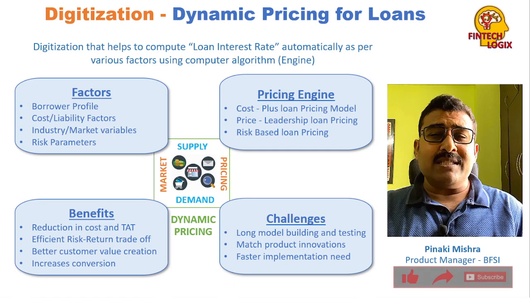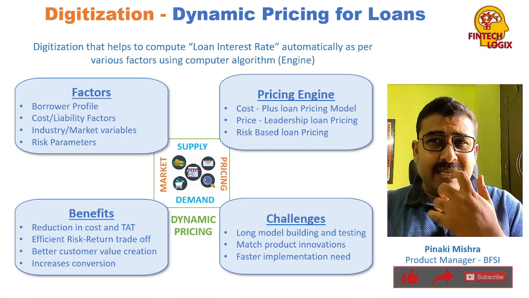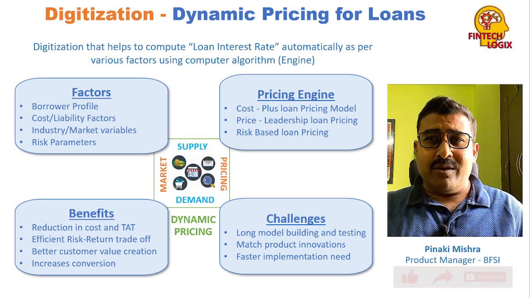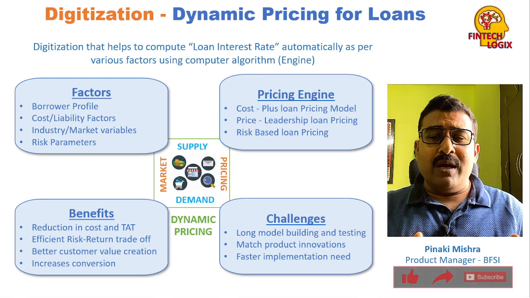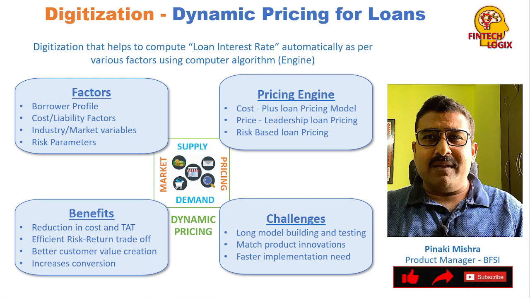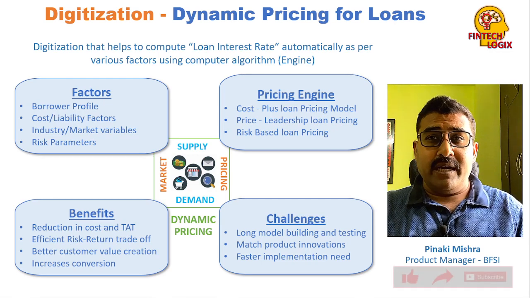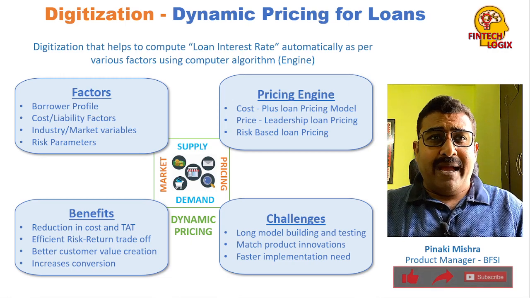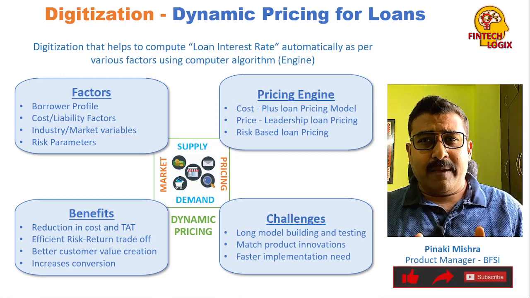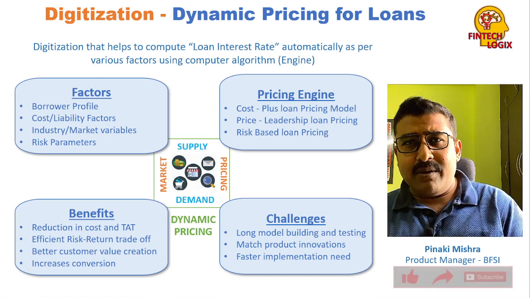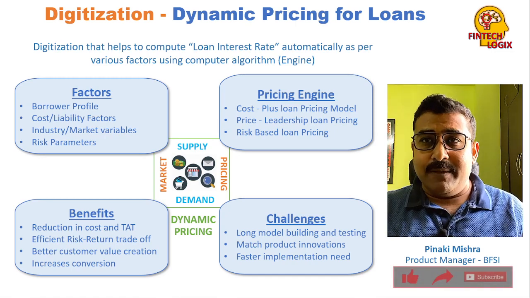And the last but not the least is risk-related parameters. Looking at all the micro and macroeconomic factors, what is the overall risk that I, as a lender, am taking? So as per that also, some parameters are introduced to calculate your pricing. Now as we have collected these variables, let's move to the next bucket, which is the pricing engine.